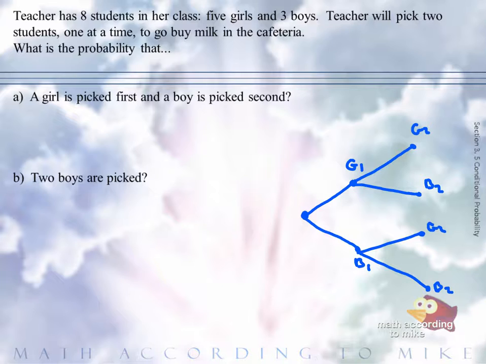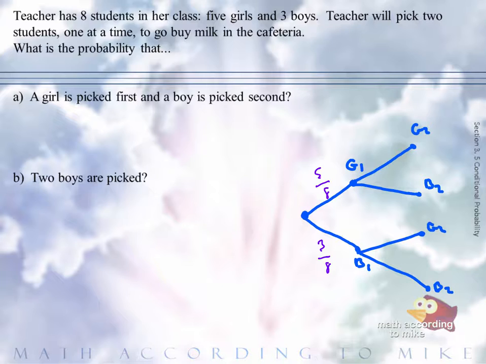Well, in the beginning there are 5 girls and 3 boys. So the probability of a girl being picked first is 5/8. The probability of a boy being picked first is 3/8. Notice 5/8 plus 3/8 is 8/8, or 1.